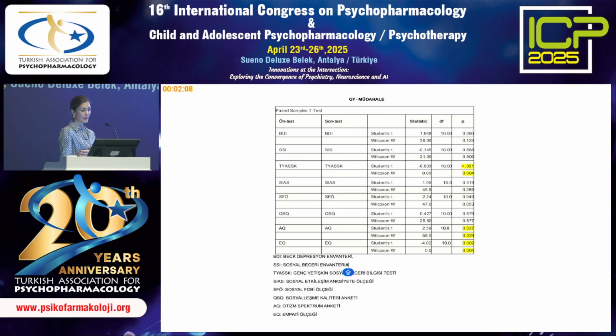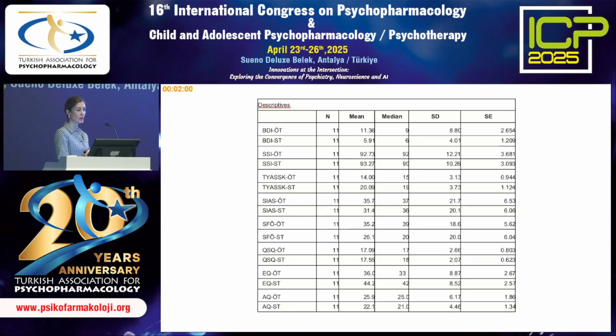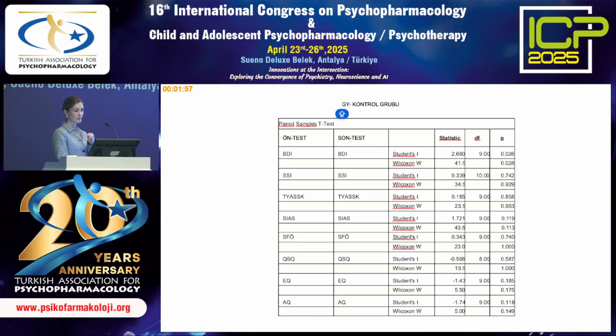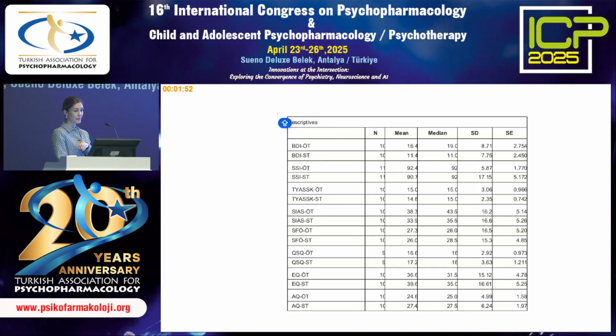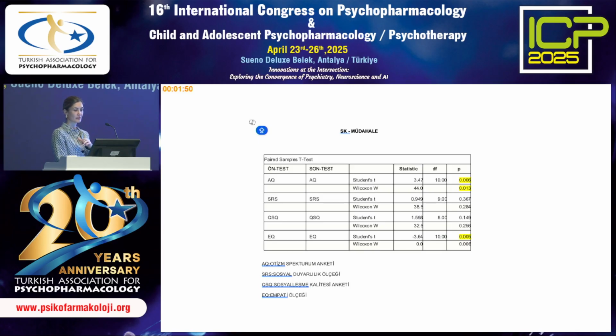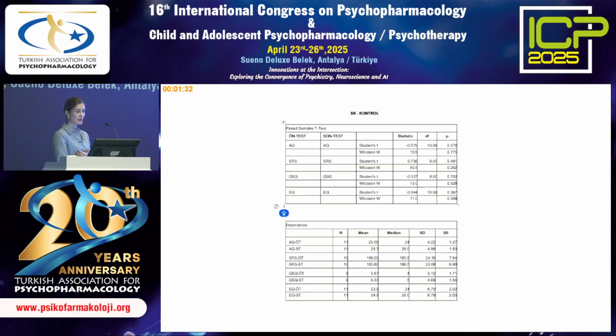We saw that scores increased greatly, and in the autism survey the rates decreased in the intervention group. And again, in the young adult control group, the data is on the slide right now, and in the intervention group, again, the scores of the autism spectrum surveys and the empathy scale, those are filled out by the parents and social coaches.